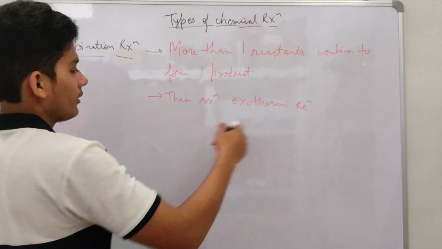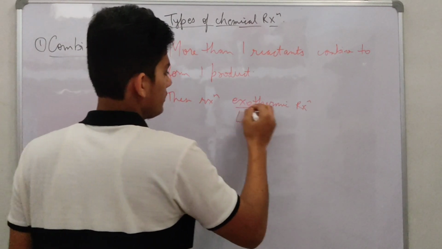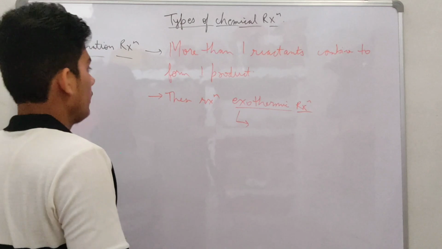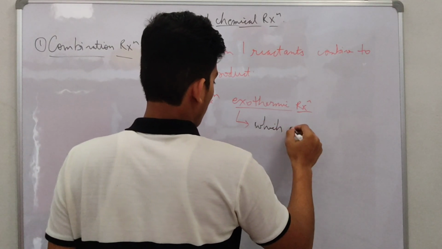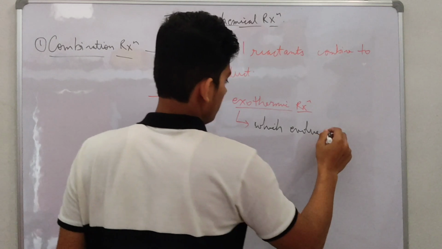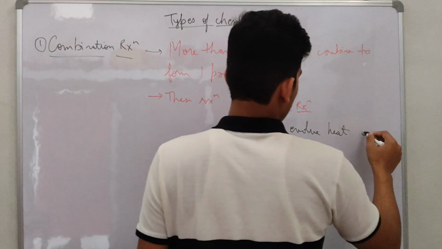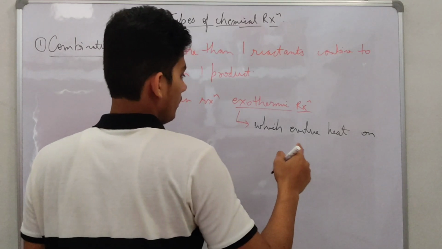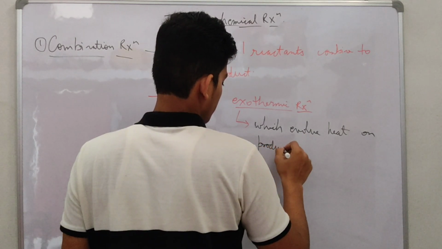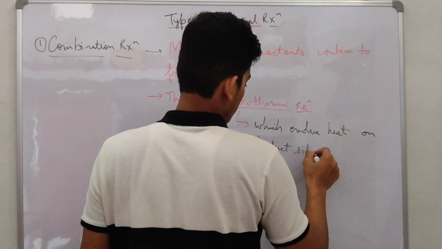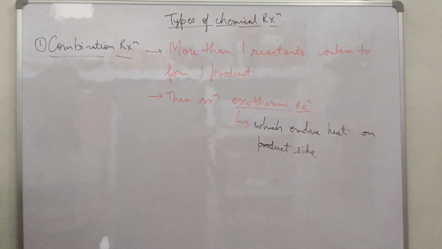These reactions are basically exothermic reactions. Now, what is an exothermic reaction? Exothermic reactions are those which evolve heat on the product side. This is an exothermic reaction, which evolves heat on the product side.